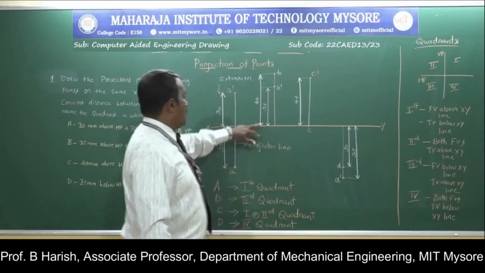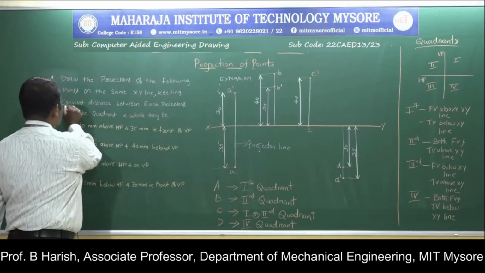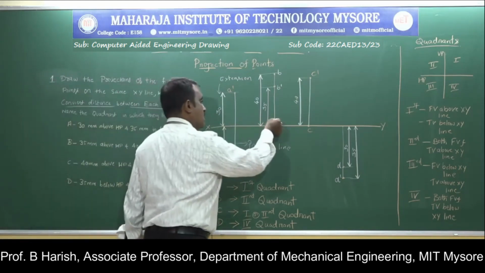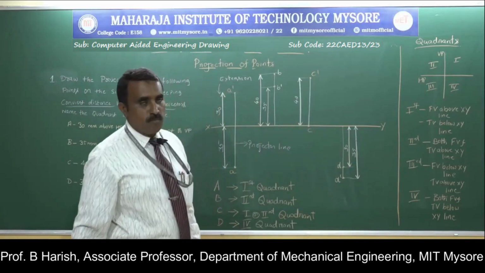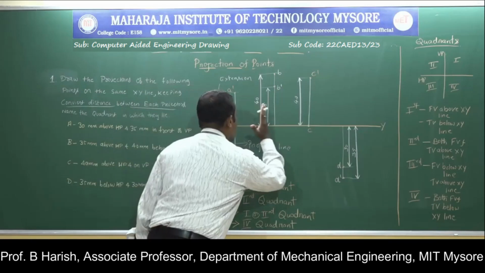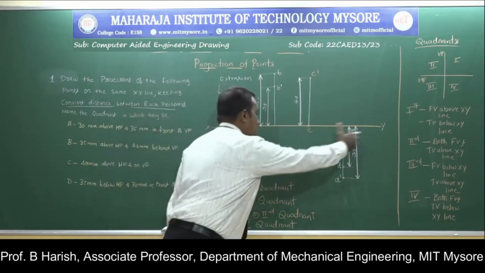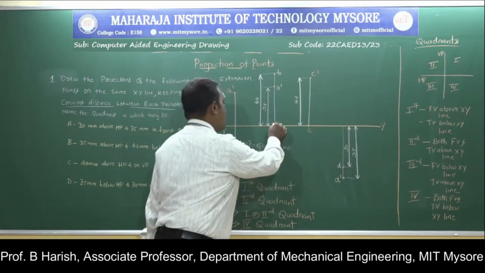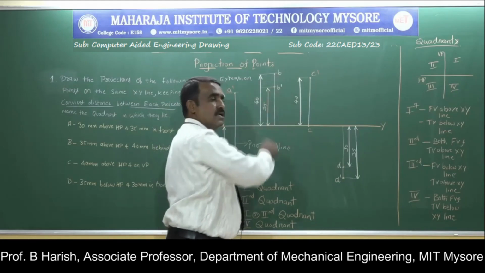projections? One more thing mentioned here is taking a convenient distance between each projector. This is one projector, this is the second projector, third projector, fourth projector, since I am drawing the projection of 4 points. From this projector to this projector, you take any convenient distance. That should be the same throughout the problem. So measure a convenient distance. From here, you measure a distance of 40 mm and a distance of 30 mm.